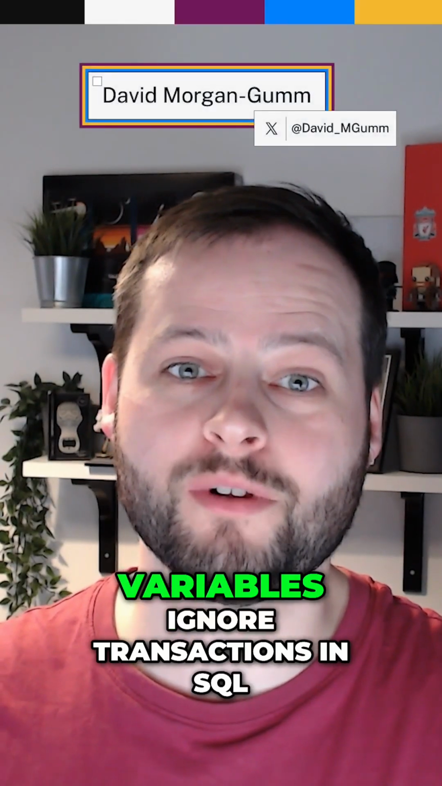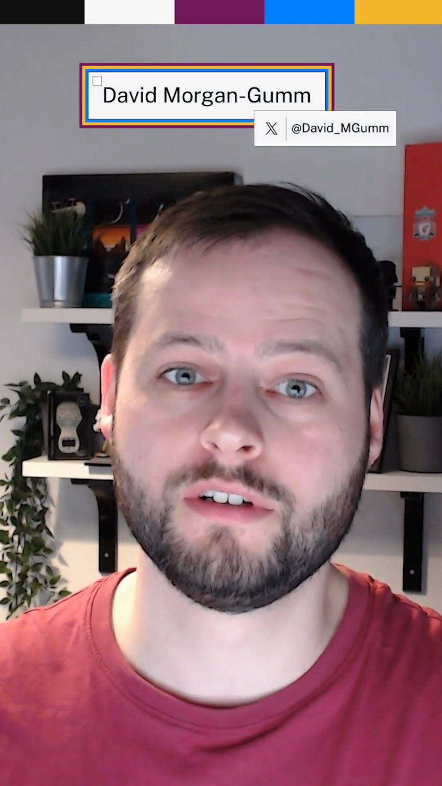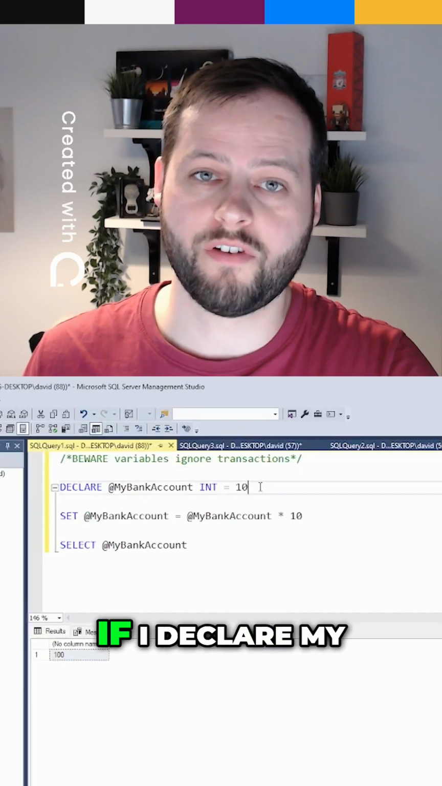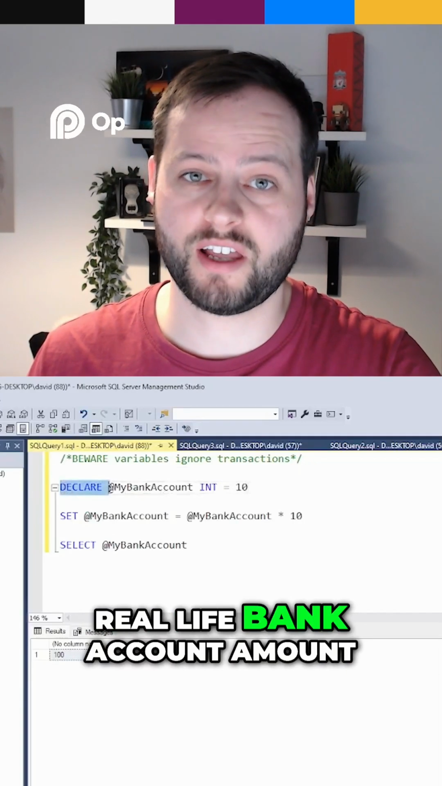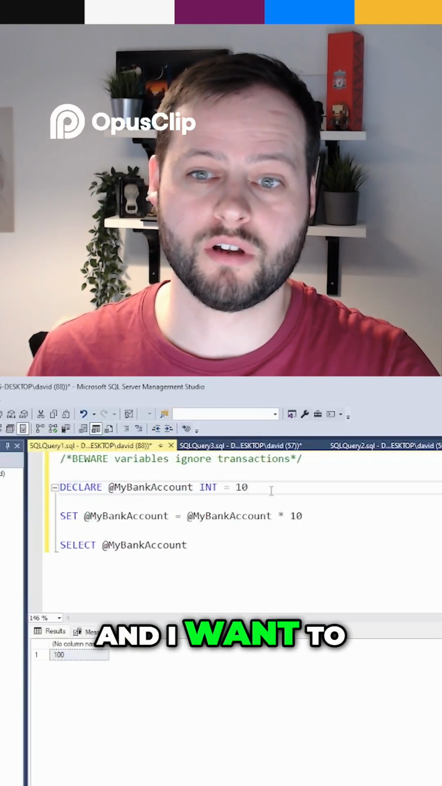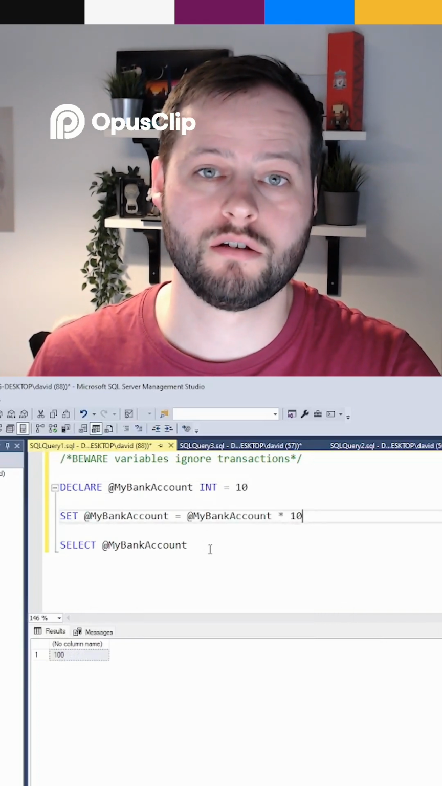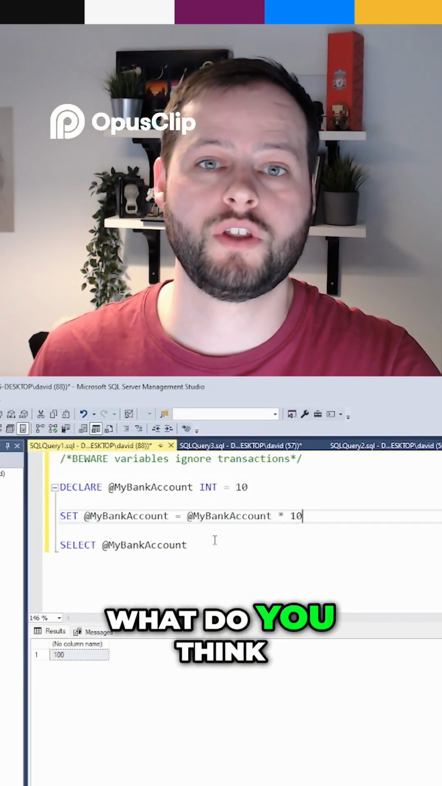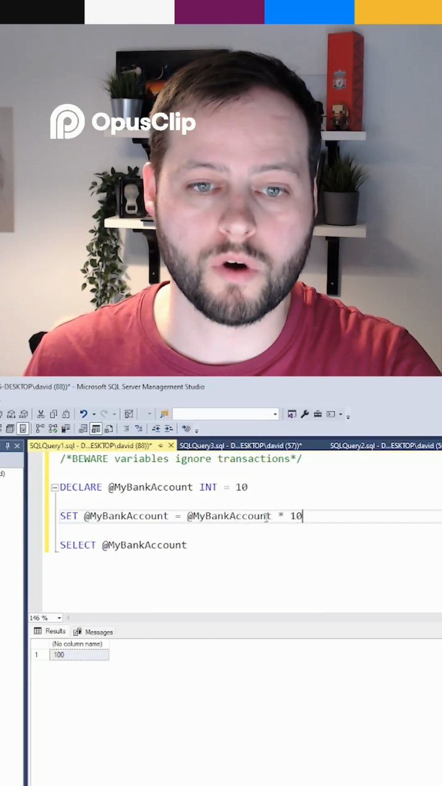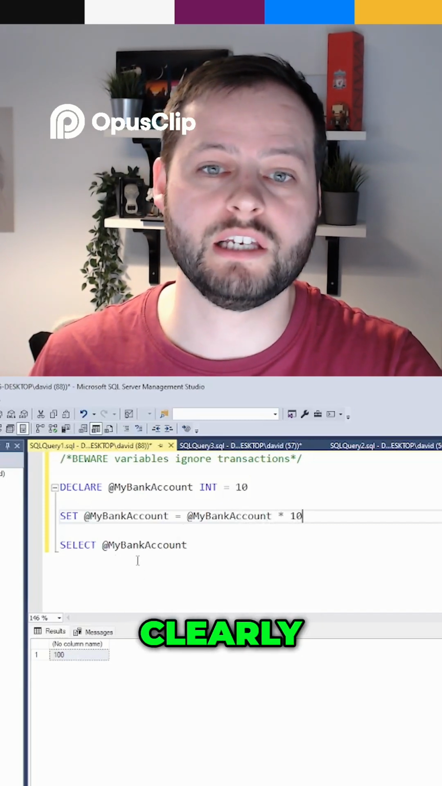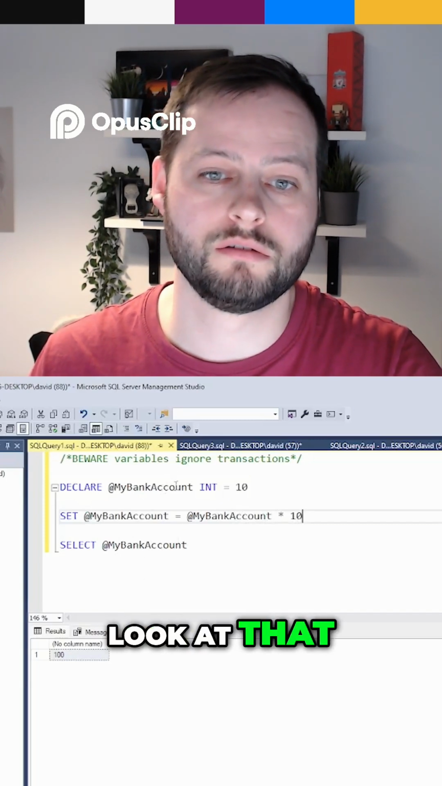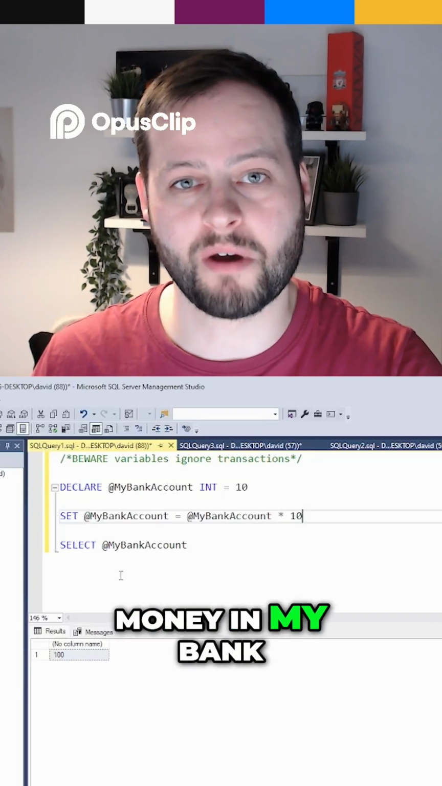I've just learned that variables ignore transactions in SQL. Look, I'll show you what I mean. If I declare my real life bank account amount and I want to times it by 10 because I'm an absolute baller, and then I select the amount, what do you think it returns? 100. Clearly. Easy peasy. Look at that. Now got 10 times the amount of money in my bank.